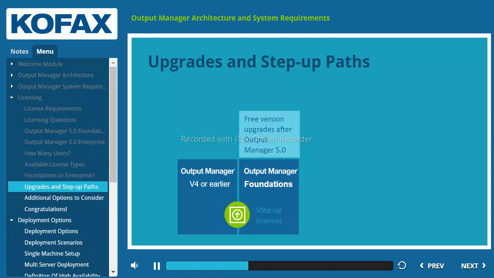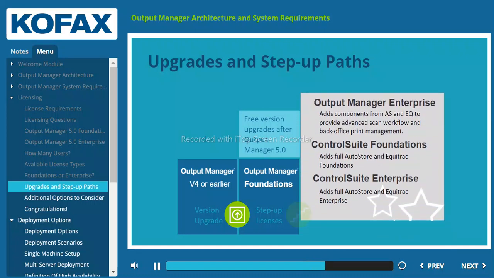When considering upgrades, it is important to remember the difference between an upgrade, a step-up, and an add-on. Version upgrade is an upgrade to the product version. For example, an Output Manager 4 to Output Manager 5 upgrade is considered a version upgrade. Version upgrades are free for customers with current M&S and do not require any additional purchases other than potential maintenance changes at renewal time.